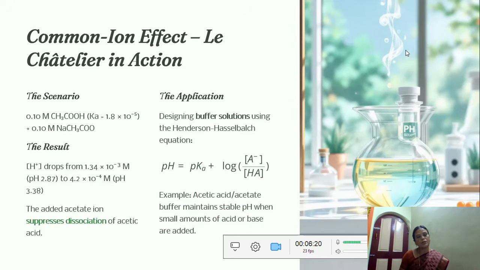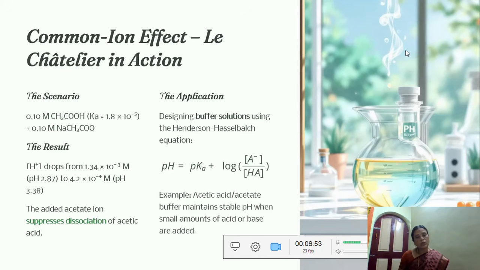Buffer solutions are solutions which are used to maintain the pH of a particular reaction during chemical reactions. To maintain a pH, we need to add a buffer solution, which is made up of a weak acid and its salt, or a weak base and its salt. The dissociation is usually affected by the presence of a common ion, and that effect is known as the common ion effect.